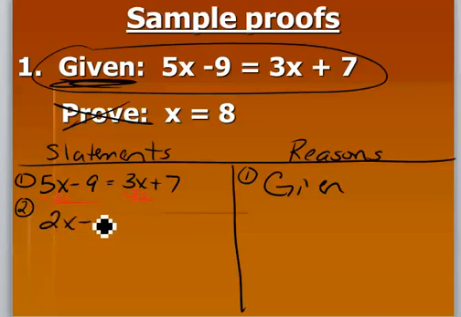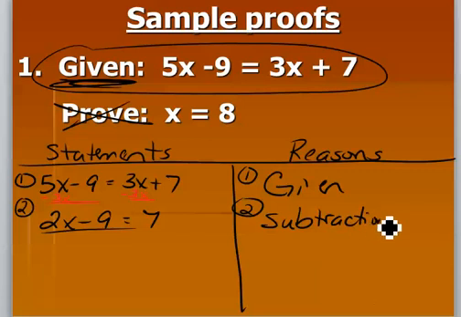So 2x minus 9 equals 7. Now, my reason for statement number 2 is what I did to number 1 to get this one. Looking at the first statement, I subtracted 3x from both sides. So I know 2x minus 9 equals 7 by the subtraction property. And I'm just going to abbreviate property.